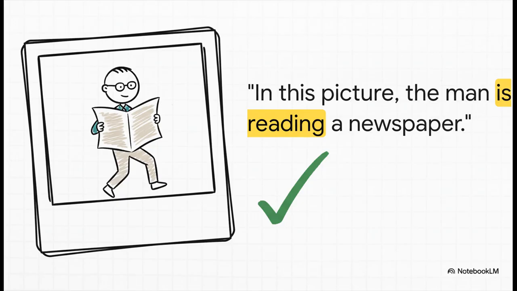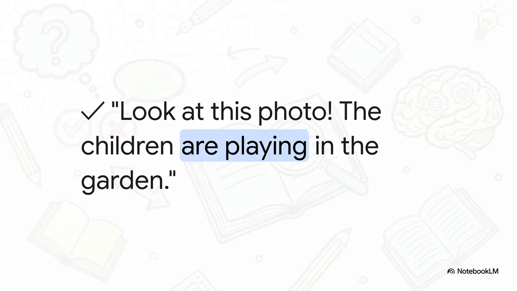So for example, you see a guy with a newspaper. You wouldn't say, he reads a newspaper. Nope. You'd say, he is reading a newspaper. Because that's the action that's been captured right there in that frame. Same deal here. Look at this photo. Yeah, it's totally still, but we describe what's happening inside it. So the children are playing in the garden. That's the action that was frozen in that exact moment.